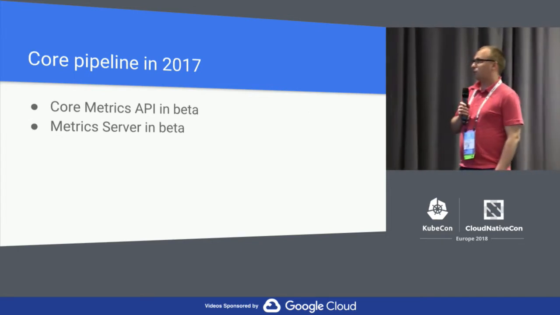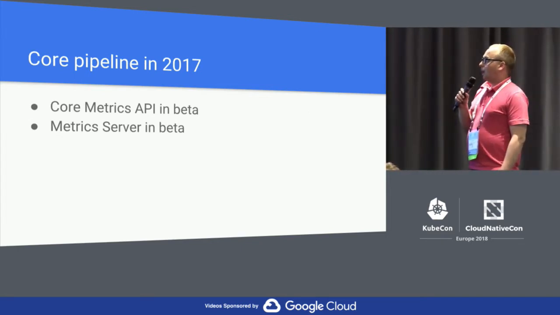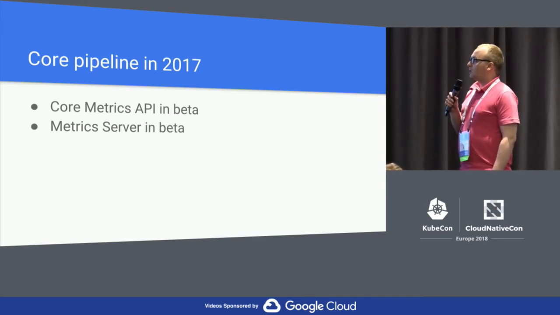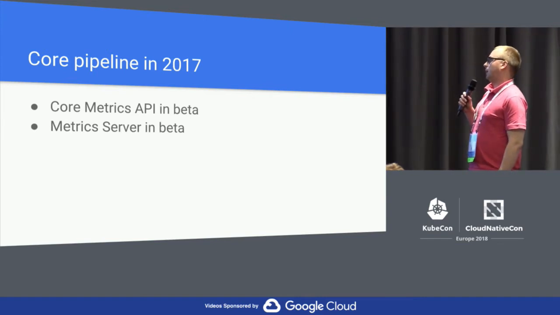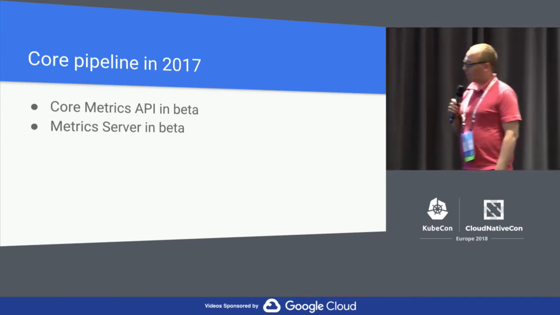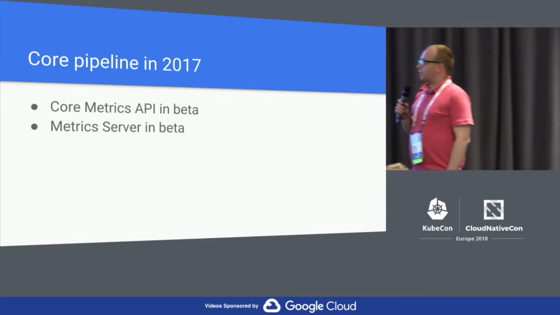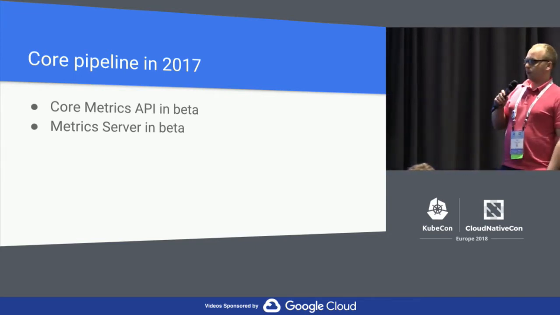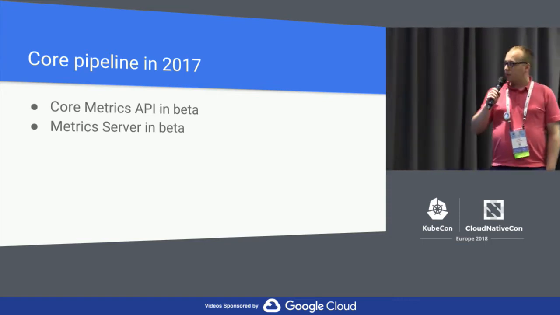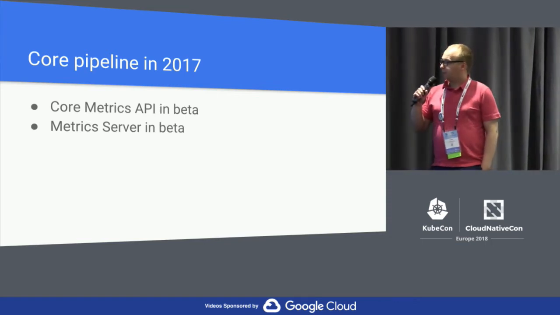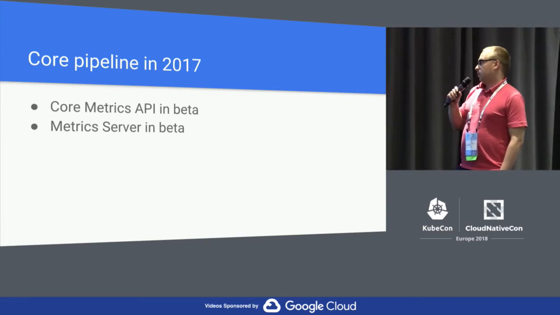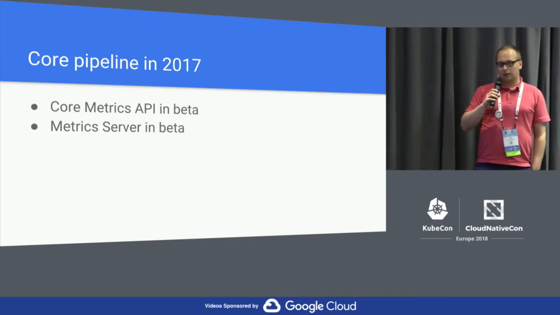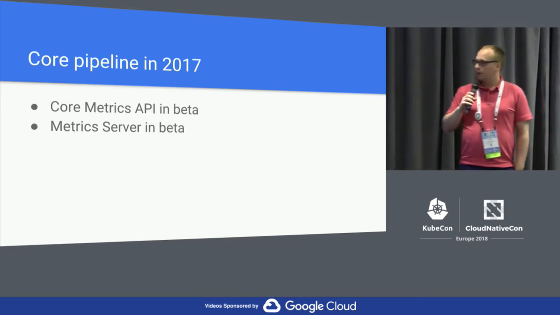So what we did in 2017, we introduced this Core Metrics pipeline. This means that we defined this Core Metrics API, which is now in beta. In addition to this, we provided Metrics Server, which is the default implementation of the Core Metrics pipeline. Metrics Server should be deployed to all Kubernetes clusters, especially those who want to rely on kubectl top or horizontal pod autoscaler functionality.